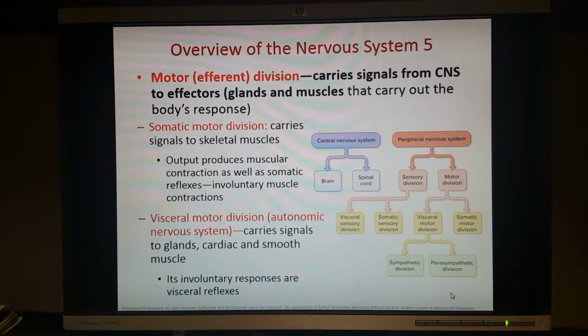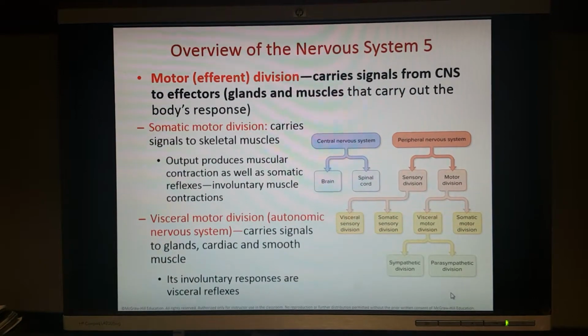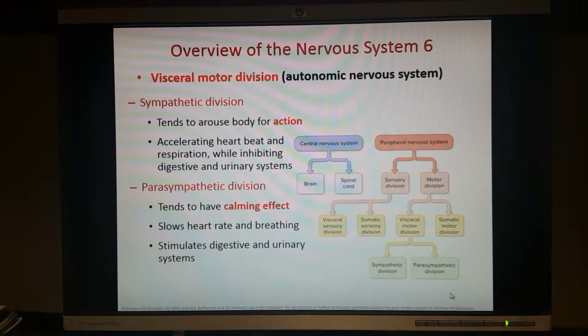The last division in your peripheral nervous system under your visceral motor division is your autonomic nervous system. Your autonomic nervous system is a nervous system that you cannot consciously control, and there's two divisions for it. First one is your sympathetic division. The other one is your parasympathetic division. Both of these divisions have two completely opposite jobs. So your sympathetic division makes your body ready for some kind of action. So this is your fight or flight autonomic nervous system.